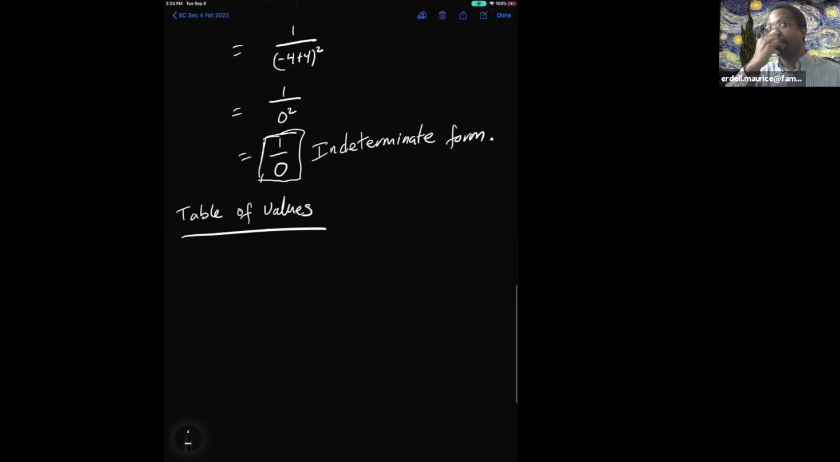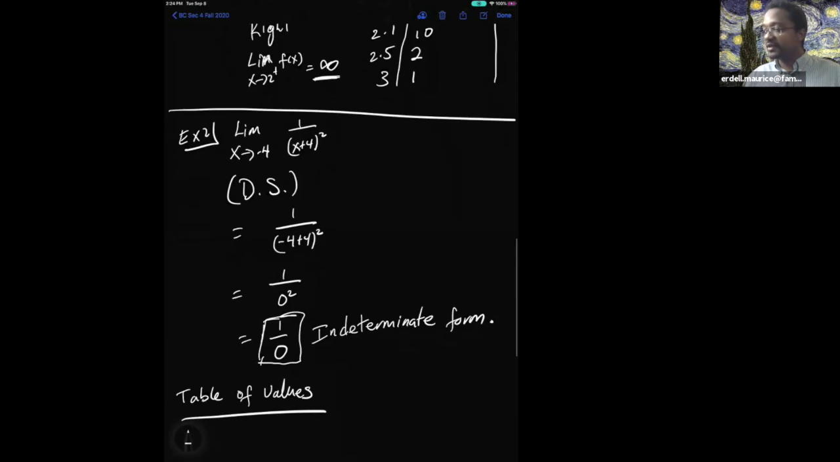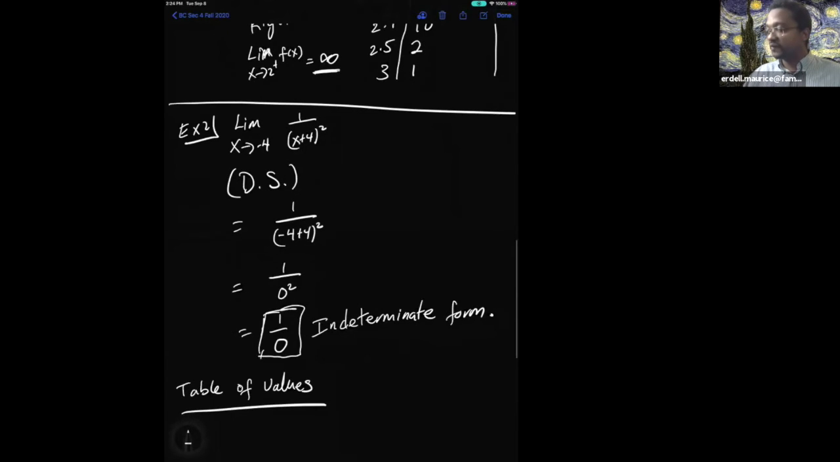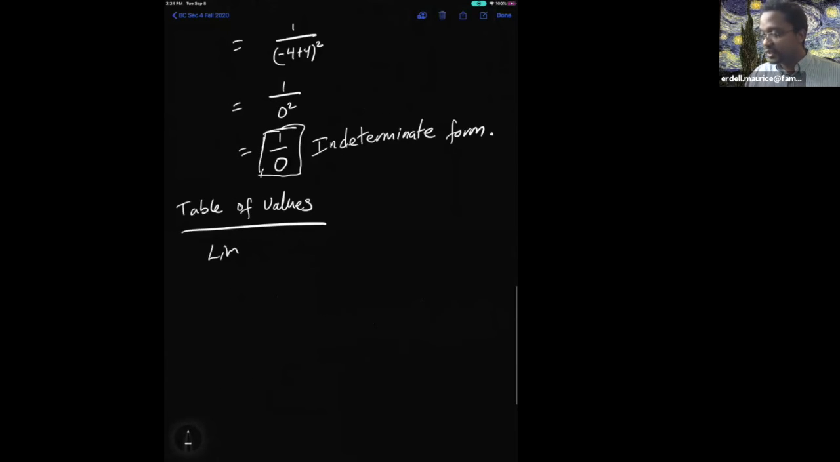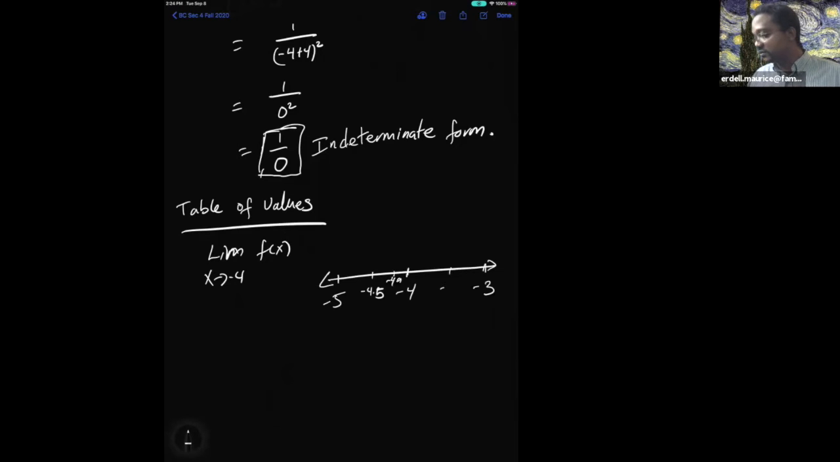So, again, I am approaching -4. And so I'm approaching -4. So let me write that limit as x approaches -4, f of x. So that means I have my fancy number line. In the middle of my number line is -4. Over here is -5. Over here is -3, -4.5, -4.9, -3.5, -4.1.